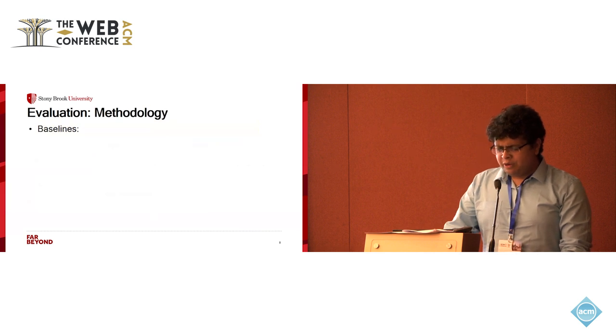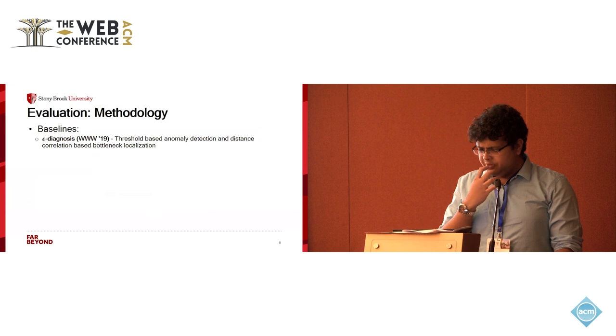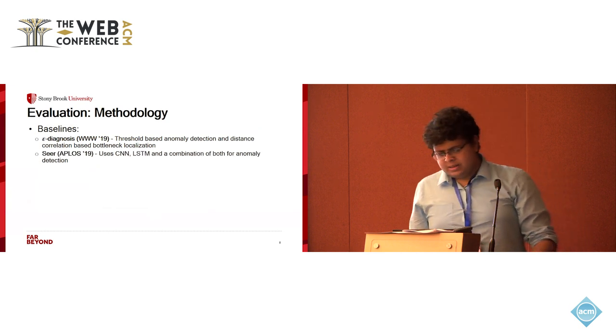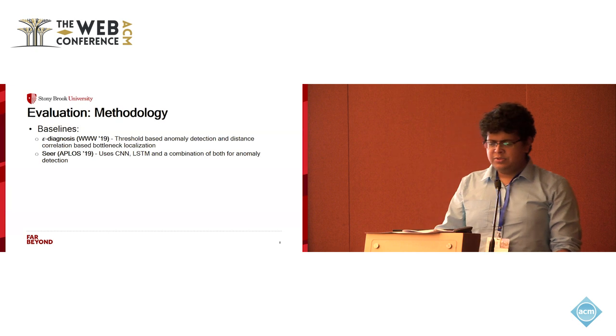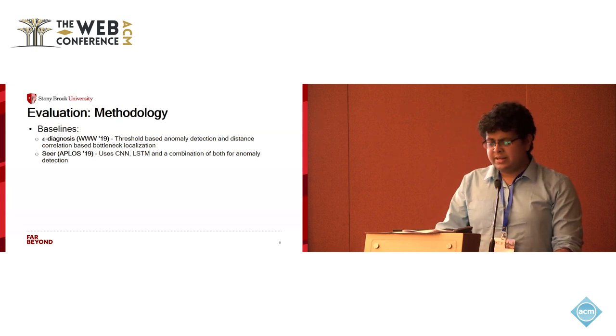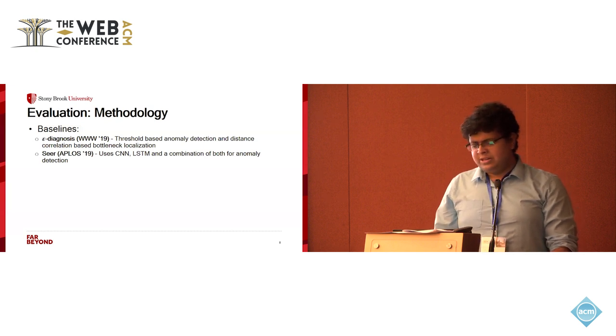We use the following baselines for comparison. Epsilon diagnosis, which performs both anomaly detection and bottleneck localization. It uses a simple threshold-based scheme for anomaly detection and a distance correlation metric for bottleneck localization. CR is another baseline that we use, which is an online bottleneck localization tool that uses CNN, LSTM, and a combined CNN and LSTM model to learn complex patterns that lead to anomalies.